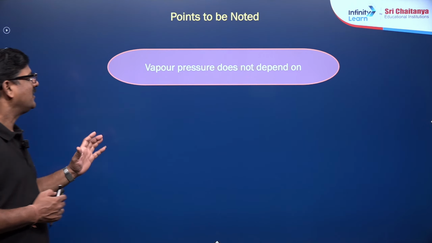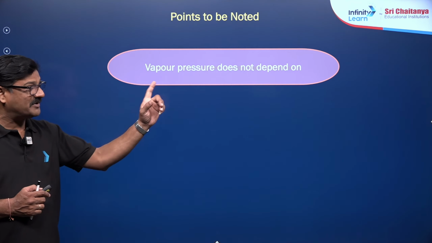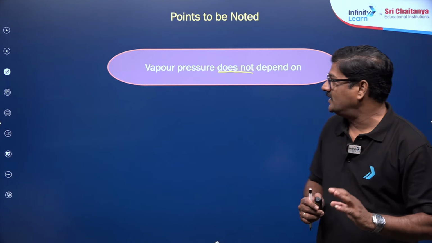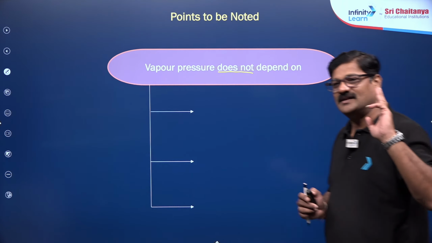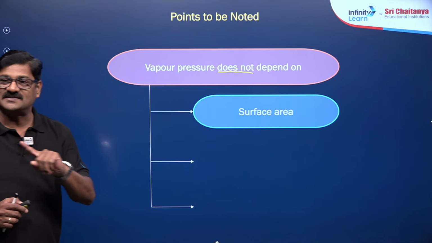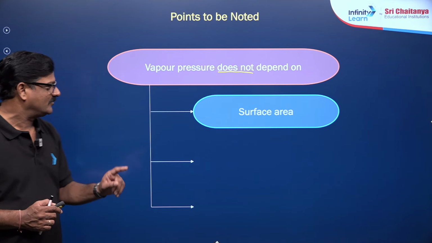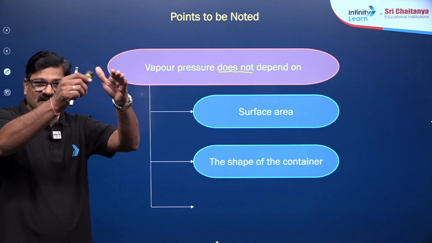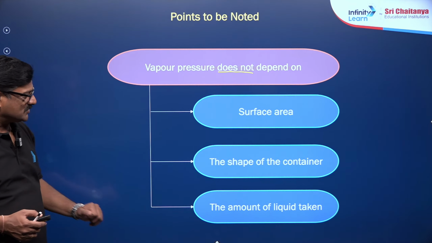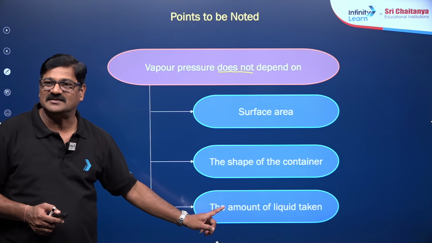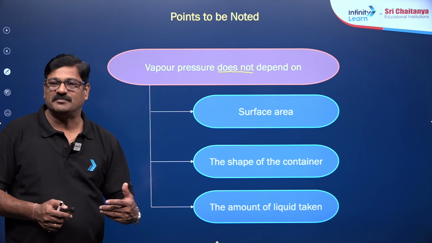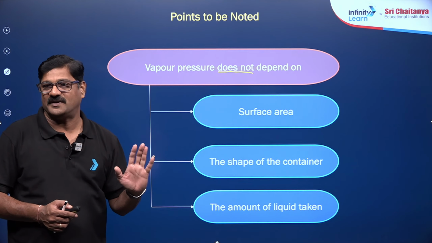Point to be noted here: vapor pressure does not depend on certain conditions. There are three very important parameters. It does not depend on the surface area, and the shape of the container could be like this, or like this, and also the amount of the liquid present. So the vapor pressure does not depend on these, but the rate of vaporization is different.